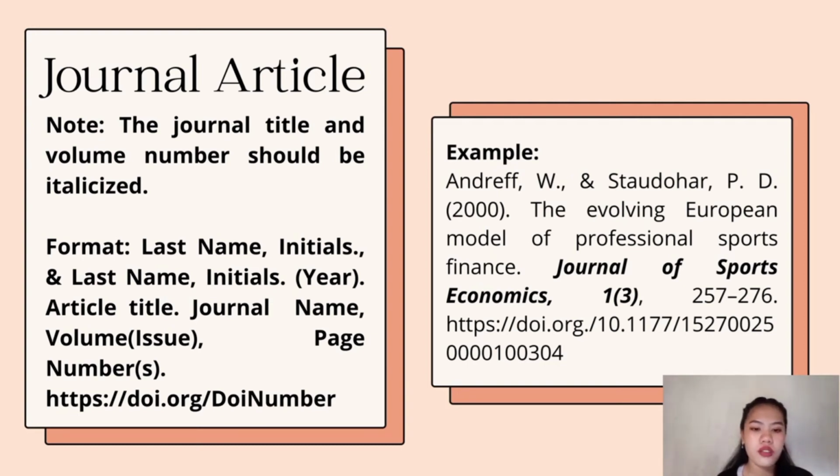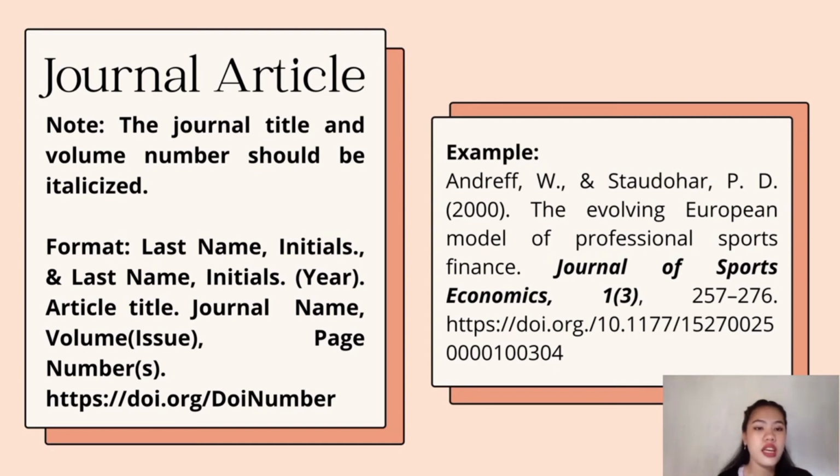And the format should be the author's last name, comma, the author's initial, period, followed by a comma, and then an ampersand, the other author's last name, comma, the other author's initials, followed by a period, and then open parenthesis, the publication year, close parenthesis, followed by a period. And then next is the article title, period, the journal name, comma, the volume, open parenthesis, issue, close parenthesis, followed by a comma, and then the page number or numbers. And then don't forget the period. And then next would be the HTTPS, DOI.org, and then the DOI number.